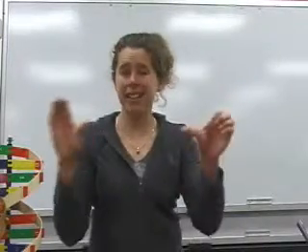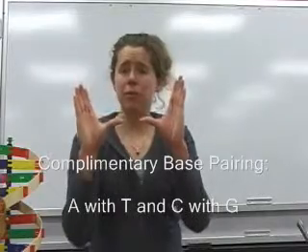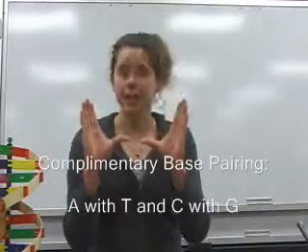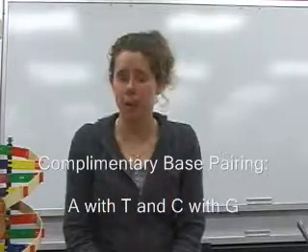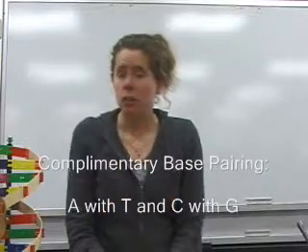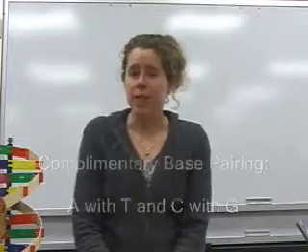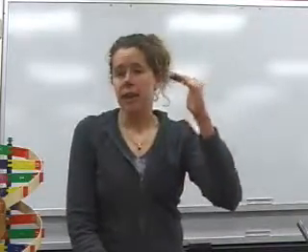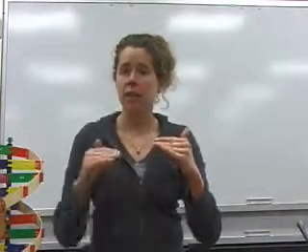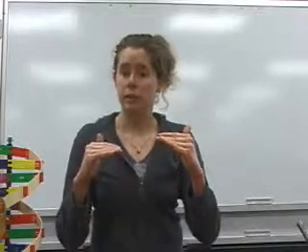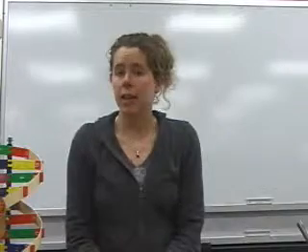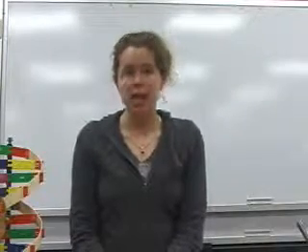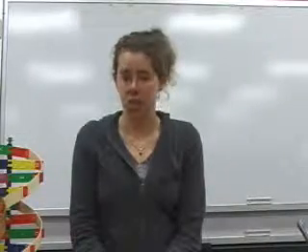This means that A's can only form stable hydrogen bonds with T's, and C's can only ever form stable hydrogen bonds with G's. So if I know a sequence of DNA reads A, C, G, the other half of that molecule is going to have to read T, G, C. Because again, A always pairs with T and C always pairs with G.